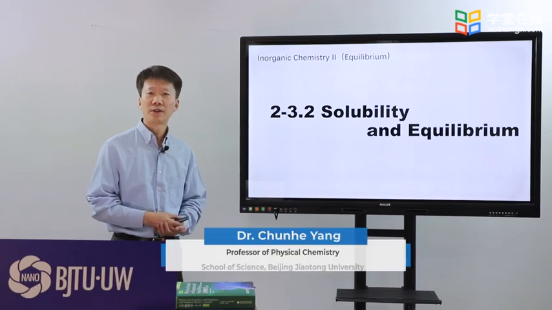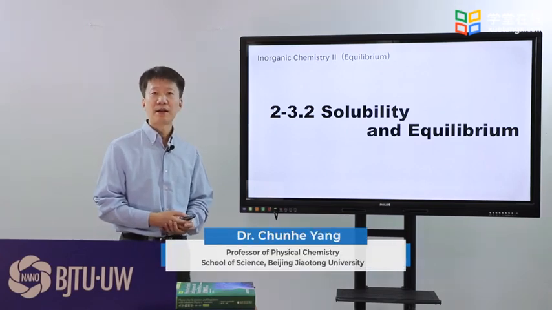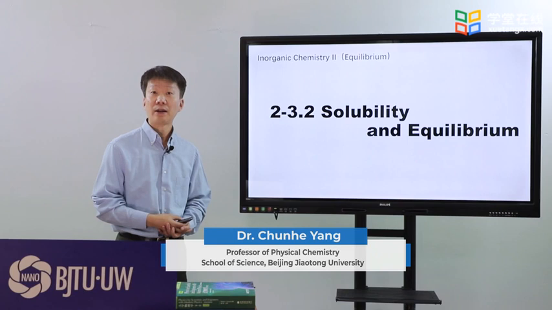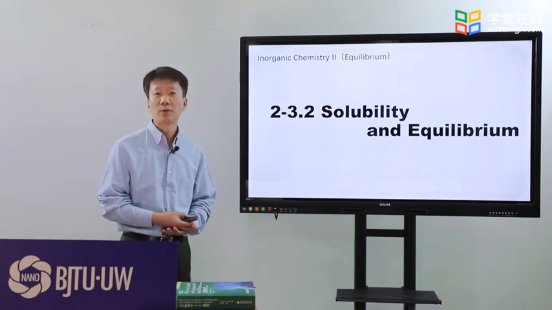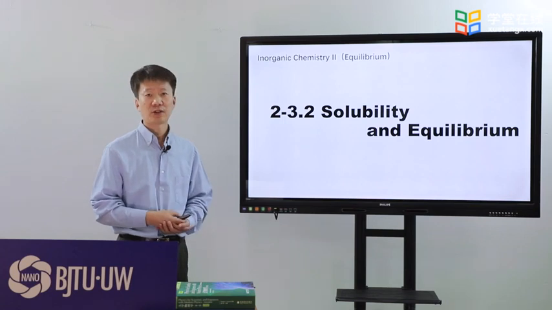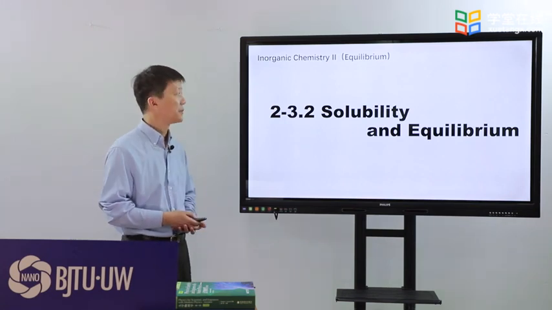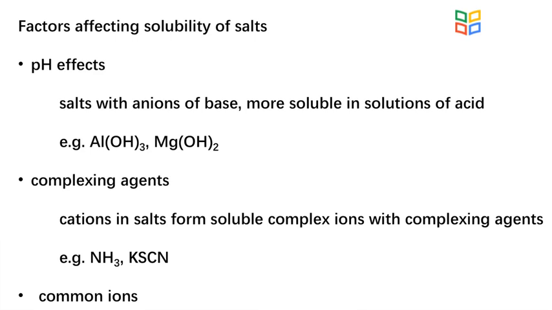The solubility of sparingly soluble salts depends on the equilibrium of the ionization. However, the equilibrium may shift, and then the solubility changes. There are many factors that can affect the solubility of salts. Here are some of them: pH effects, complexing agents, common ions, and others.